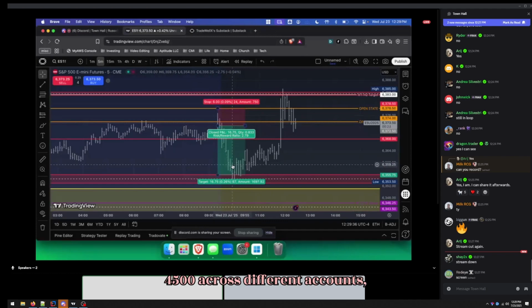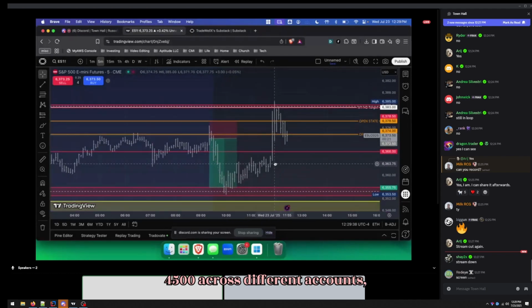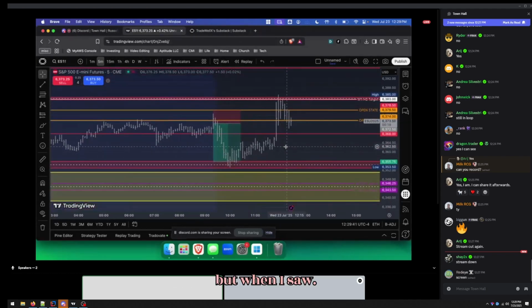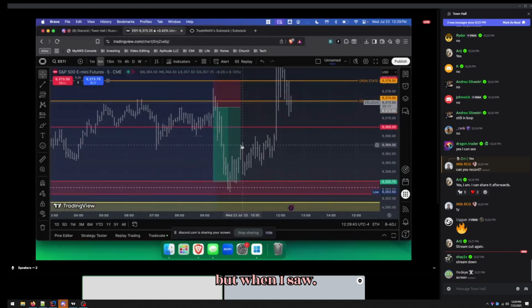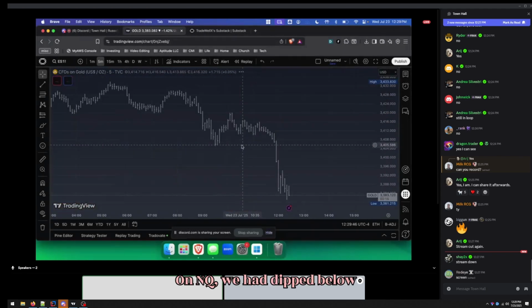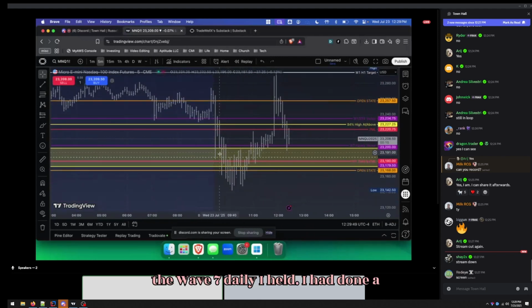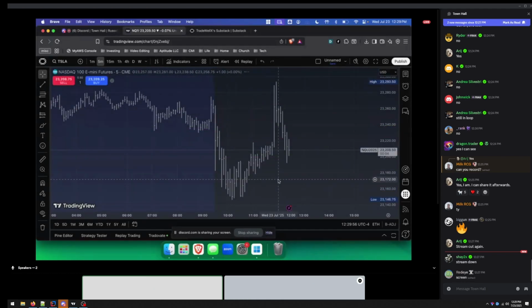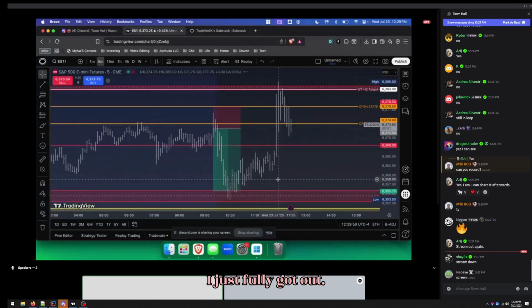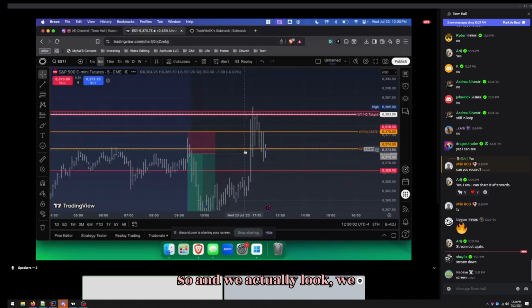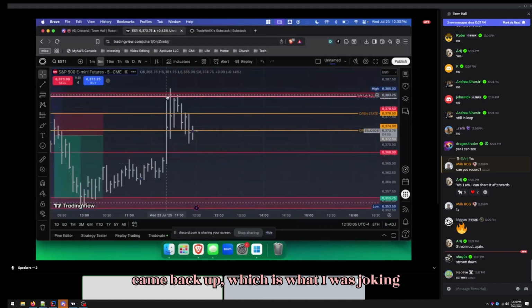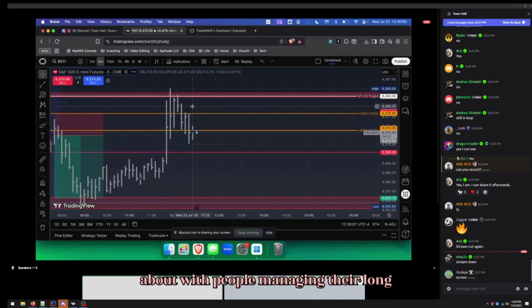I made about 4,500 across different accounts. But when I saw on NQ we had dipped below the wave 7 daily, I did a major trim. Then when I saw that we started reclaiming this wave 7 daily, I just fully got out. And we came back up, which was what I was joking about with people managing their long positions.